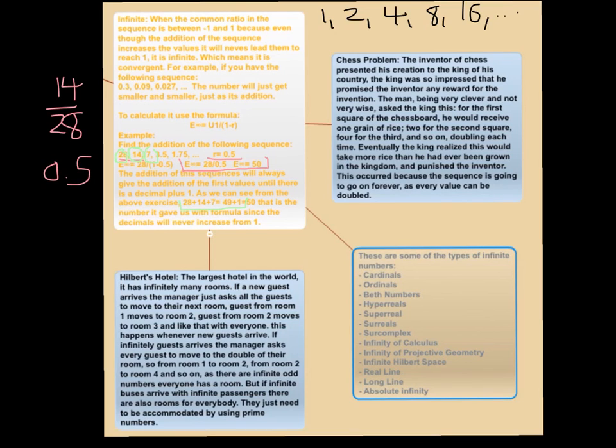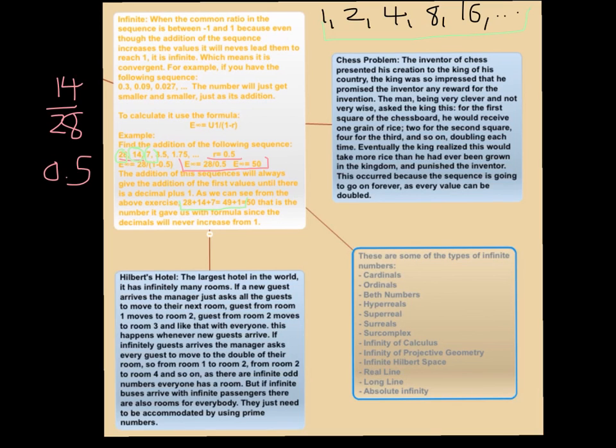If infinitely many guests arrive, the manager asks every guest to move to the double of their room. So from room 1 to room 2, from room 2 to room 4, from room 4 to room 8. And as it was explained here, as every number has a double and it's infinite, there will be vacancy for the infinite number of guests.